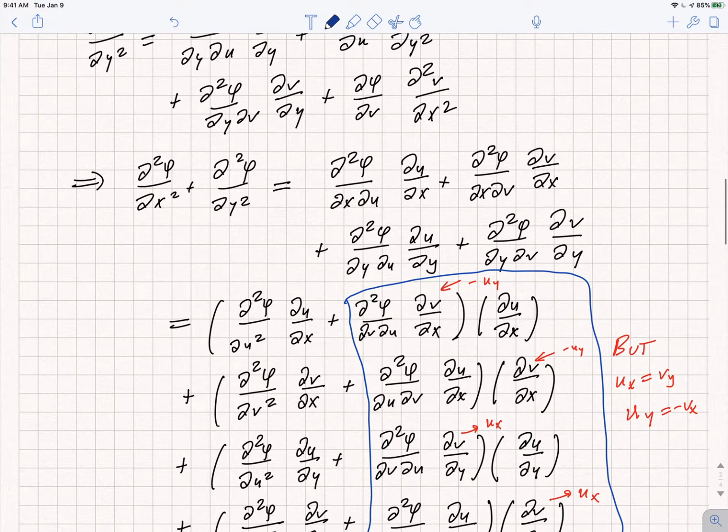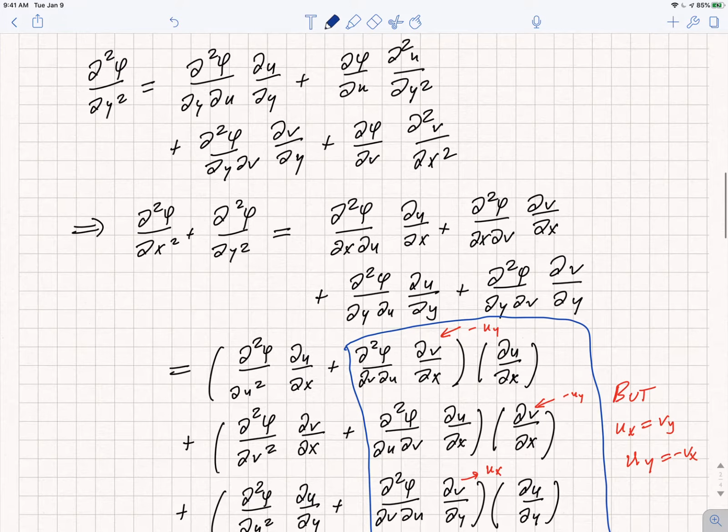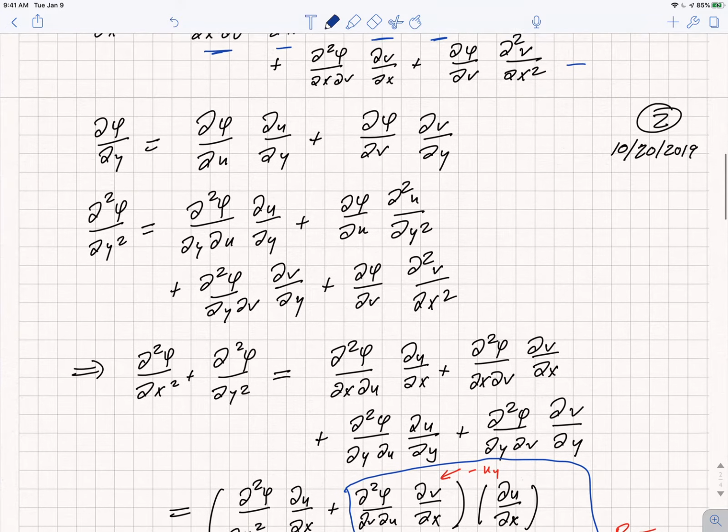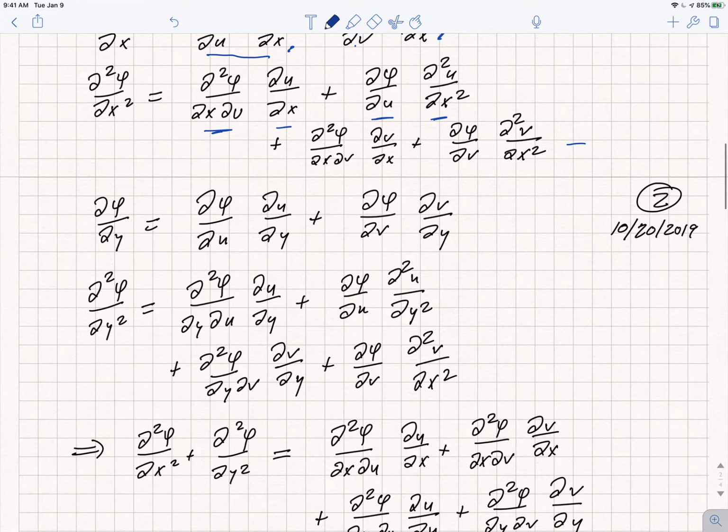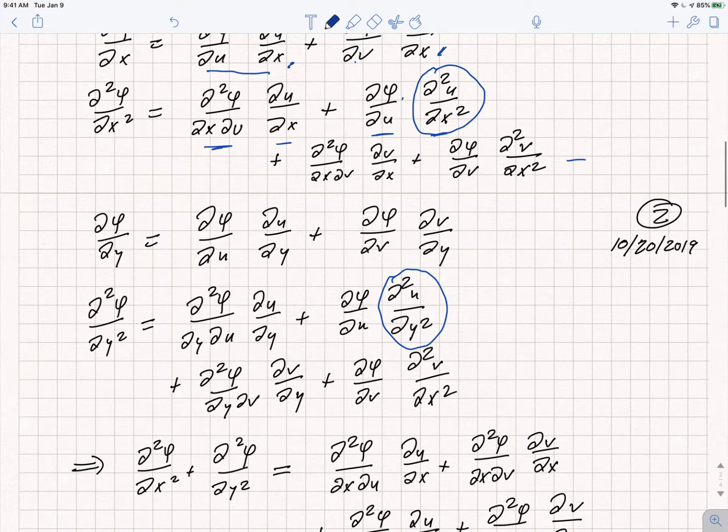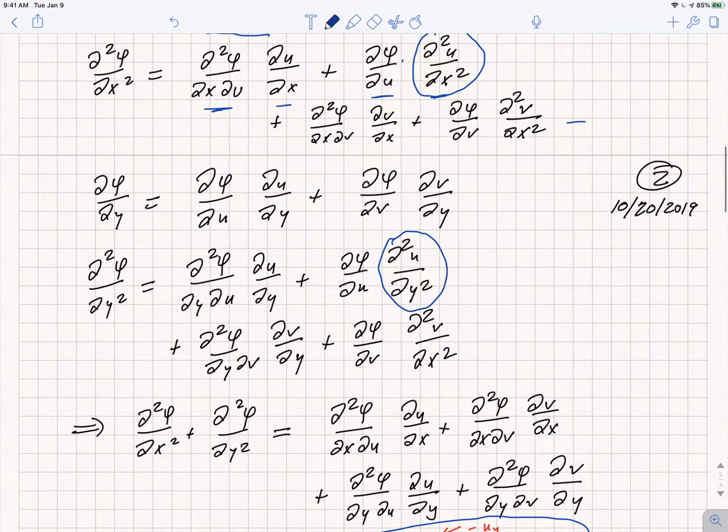If I now put everything together and I calculate d squared phi by dx squared plus d squared phi by dy squared, I get these terms here, but notice I've left out some terms because when I add them together, d phi du here is multiplied by d squared u by dy squared. D phi du here is multiplied by d squared u by dx squared, but the sum of d squared u by dx squared plus d squared u by dy squared is equal to 0 because u is harmonic, being the real part of an analytic function.